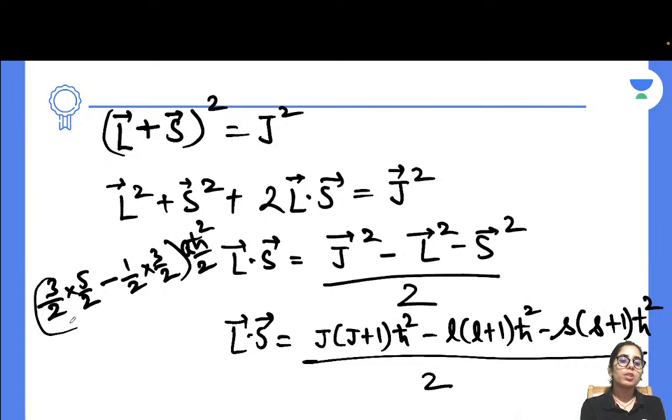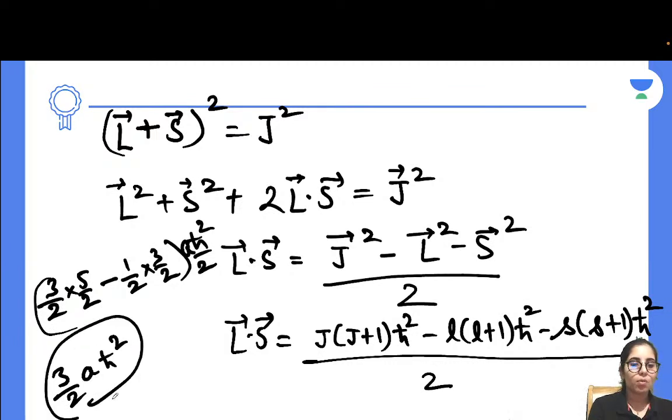Now in this case, if you take 3/2 common, you will have 5/2 minus 1/2, which will give you 4/2, which is 2. So 2 and 2 will get cancelled out. You're just going to get 3/2 a squared. Now see, what is your right answer?